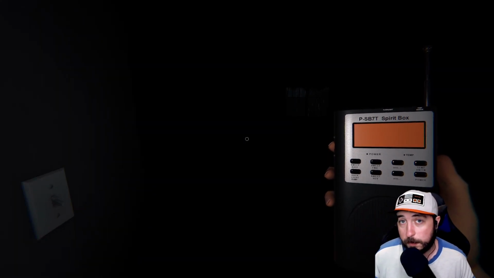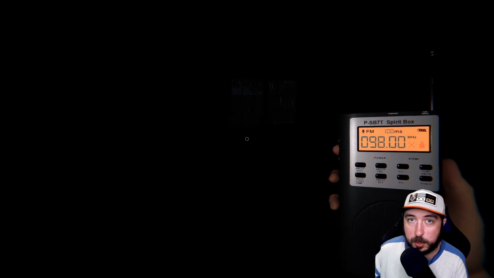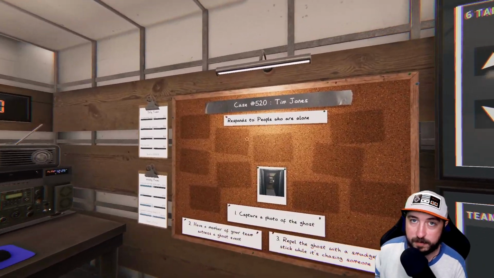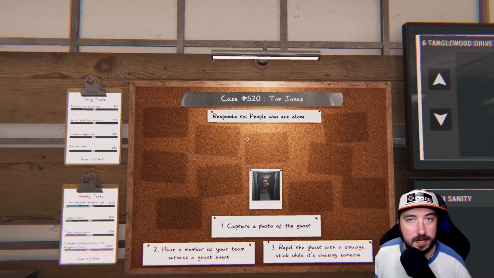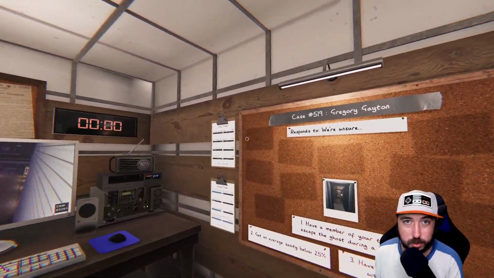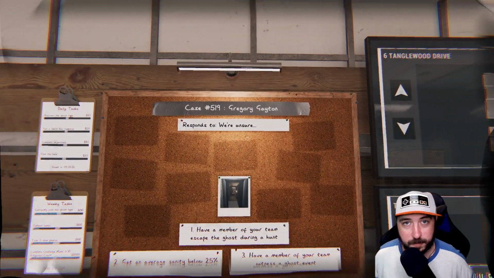Now, don't get me wrong, it is still possible to get a spirit box response with multiple people in the room. You will know if that's the case because on the bulletin board, it will tell you that the ghost responds to everyone, but on higher difficulties, it may not say anything in response to we're unsure. Also, you may miss that the board states that the ghost only responds to people who are alone.